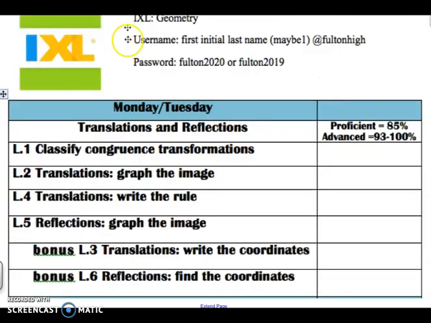There is IXL, L1, L2, L4 are translations, and then you can watch the video on reflections next, or practice IXL. It's up to you guys, okay?